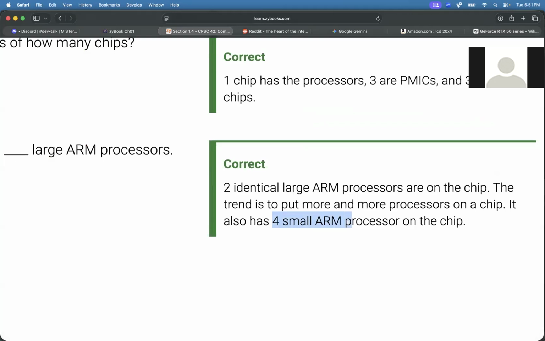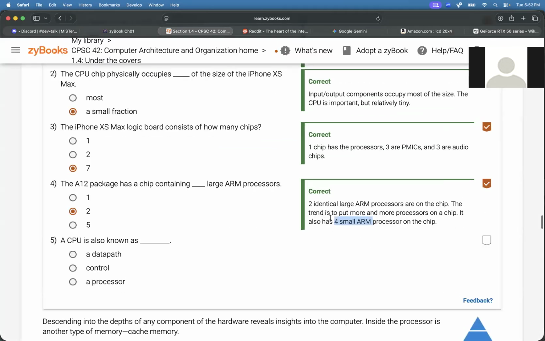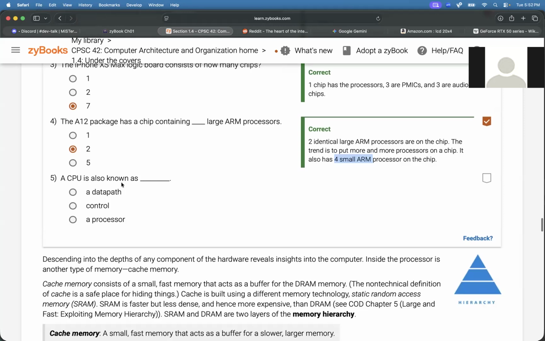It also has 4 small ARM processors. I was thinking it had about 6, but large was why it was only 2, because there's 2 big ones and 4 littler ones. A CPU is also known as a processor.